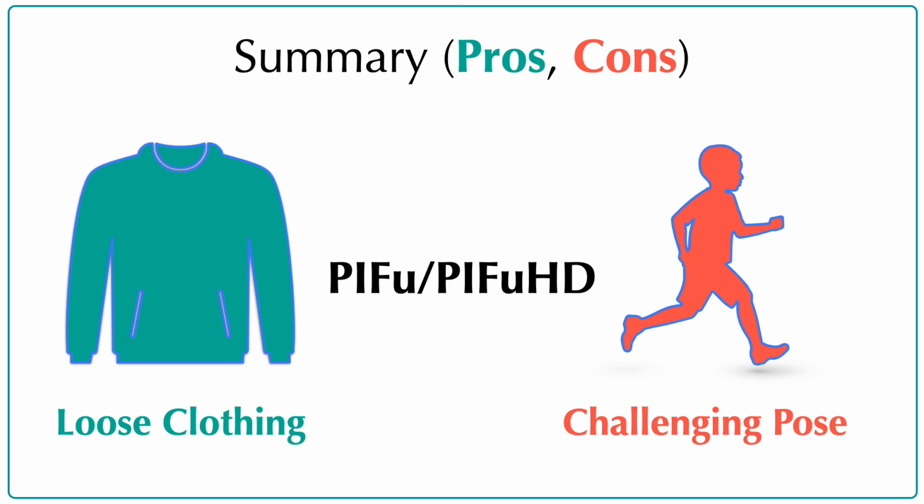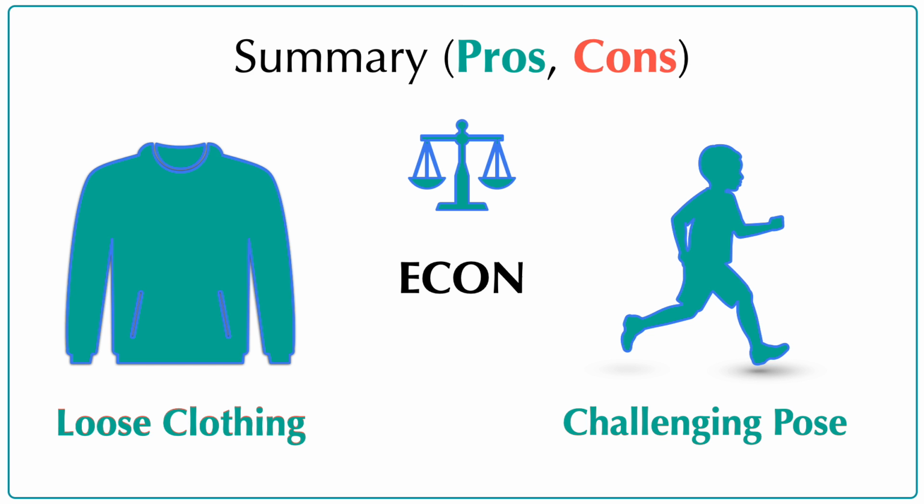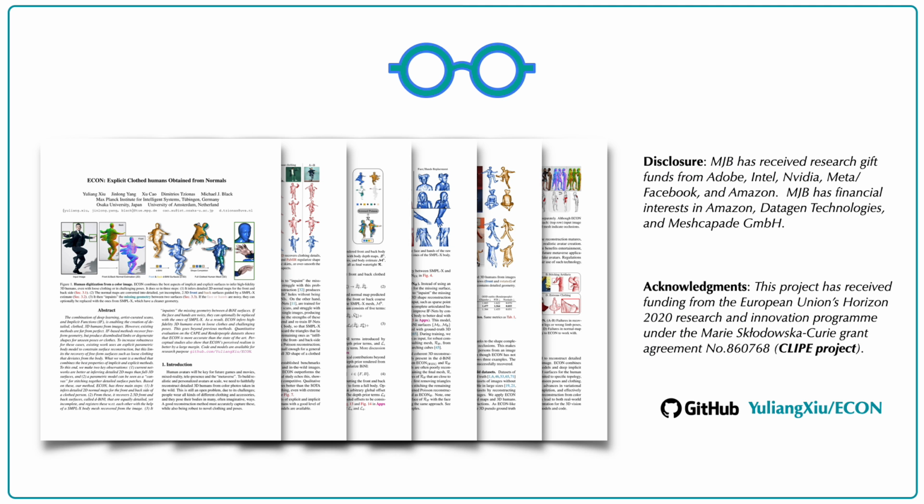In summary, we present ECON, a method to reconstruct detailed clothed 3D humans from a color image. ECON combines the best of explicit parametric models and deep implicit functions, which makes it robust even for loose clothing or challenging poses. Please check our paper for more details.